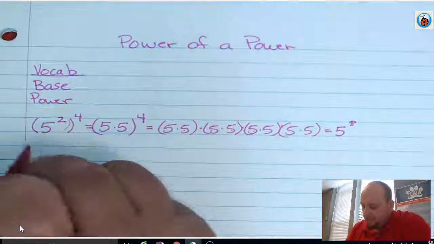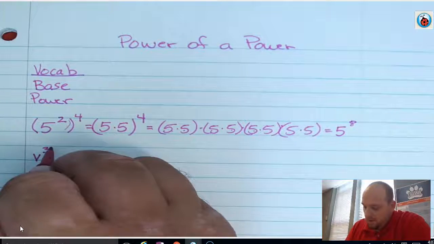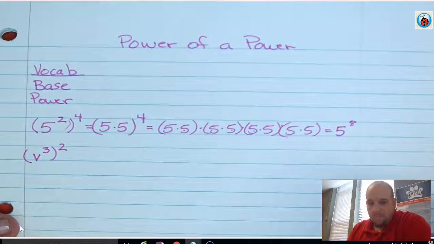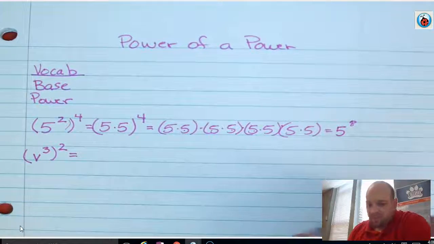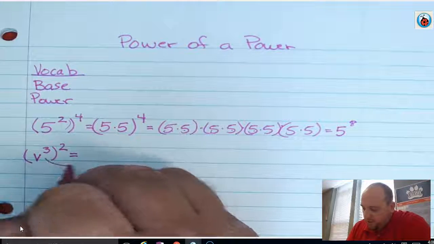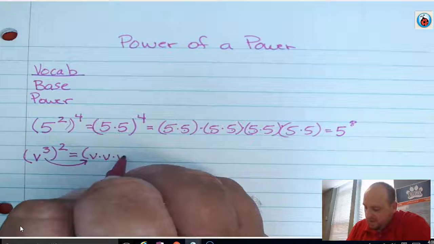So let's look at an algebra one. We have v to the 3rd. I'm going to put that in parentheses and raise that to the 2nd power. So again, what I'm going to do is break down everything inside the parentheses first. So I'm going to break down this v to the 3rd. V to the 3rd really is v times v times v.